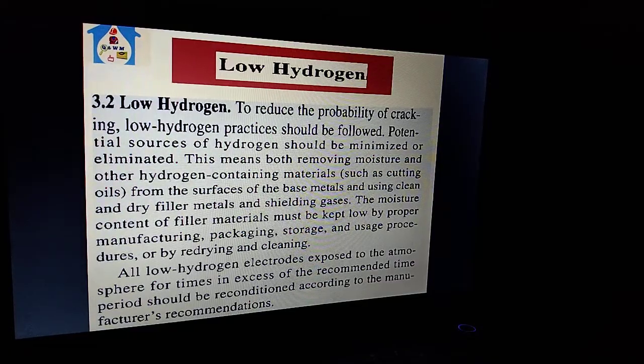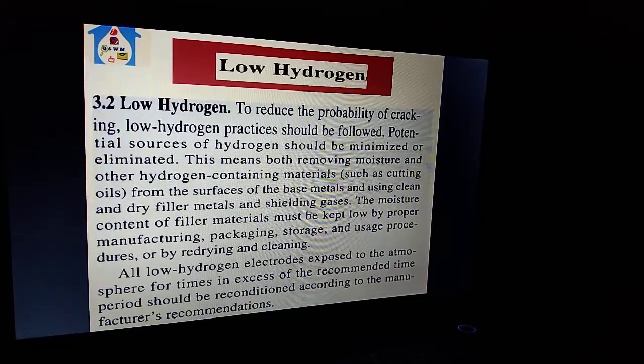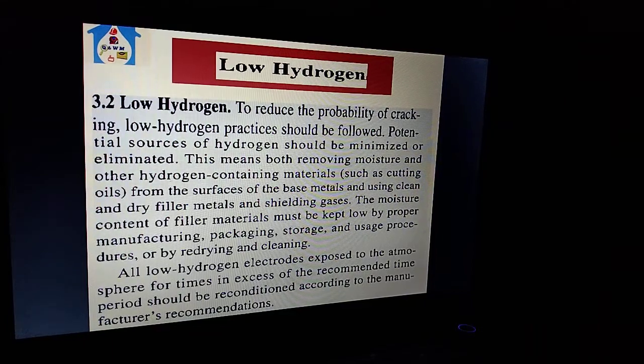Low hydrogen practice should be followed to reduce the probability of cracking. Potential sources of hydrogen should be minimized or eliminated. This means both removing moisture and other hydrogen-containing materials such as cutting oil from the surface of the base material, and using clean and dry filler metal and shielding gases.